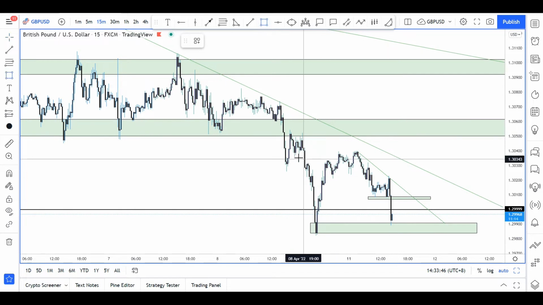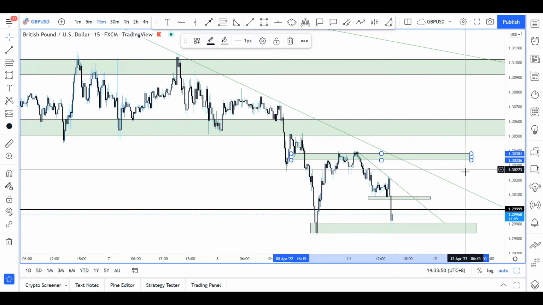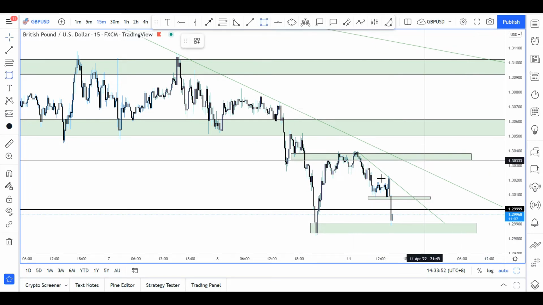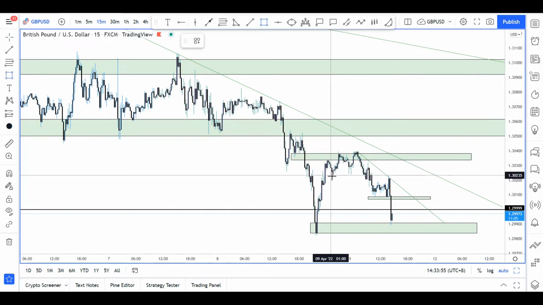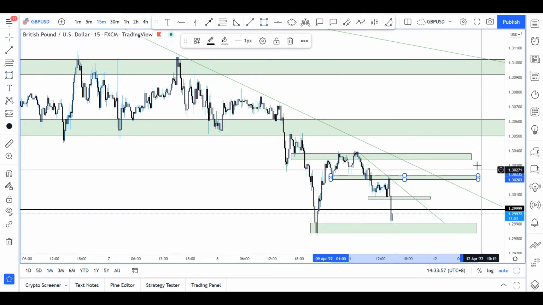Going forward, we could actually see that price has made a very huge level here as a resistance, so we'll note that, and a smaller resistance level here too in this region. So let's see how that plays out.